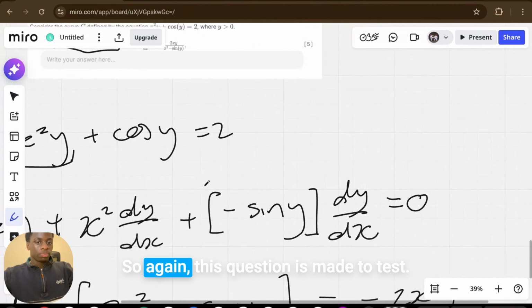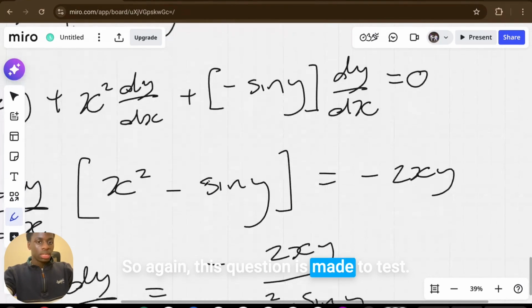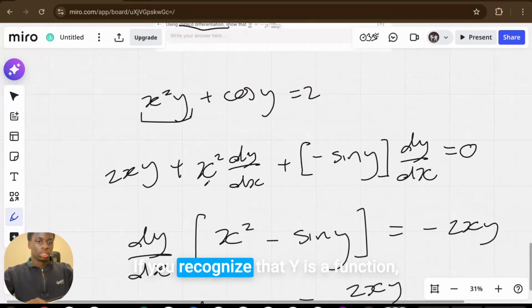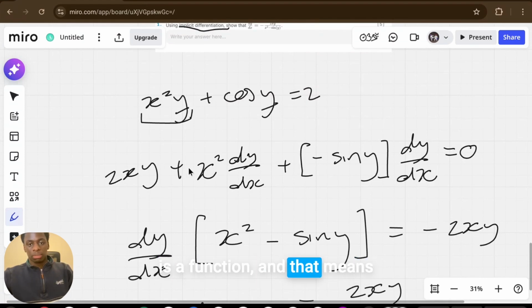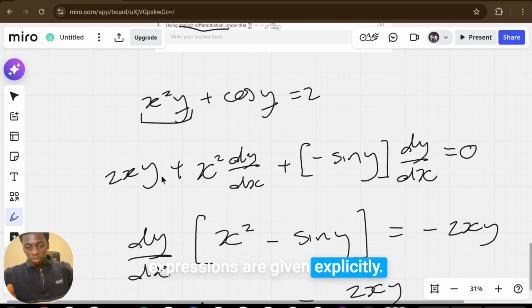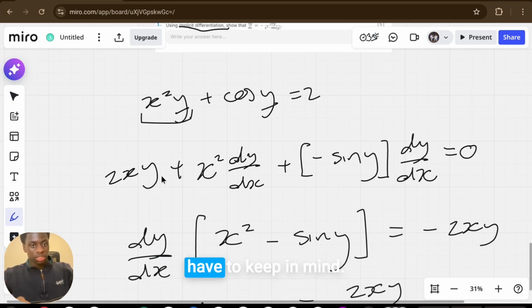So again, this question is made to test if you recognize that y is a function. We have to remember that y is a function, and that means every time you differentiate y, we have to use the chain rule. When expressions are given implicitly, that's exactly what you have to keep in mind.